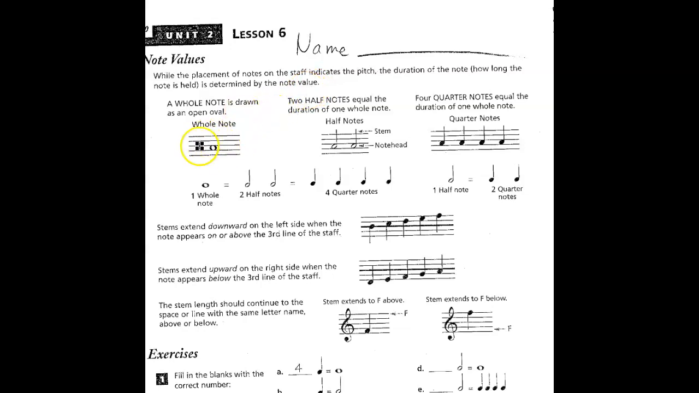A whole note, which is just the note head, an open oval, receives 4 full counts. 2 half notes equal the duration of 1 whole note. Again, a half note is that round oval with a note stem. And then 4 quarter notes equal the duration of 1 whole note. The quarter notes look exactly like a half note, except that the note head is filled in.